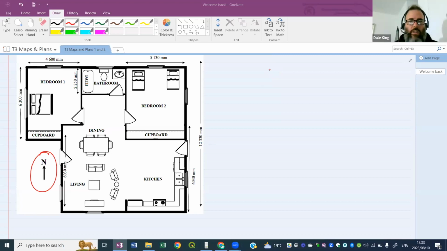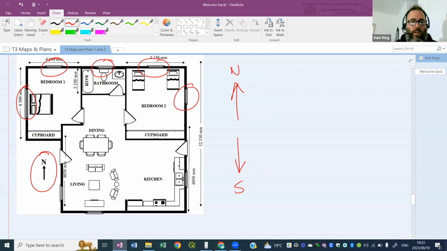South-facing windows. All right, if this arrow is pointing north, then south is facing this way, isn't it? And where are all the windows? There's one, there's one, there's one, and there's one. Those are all the windows. How many are facing south? How many are pointing south?